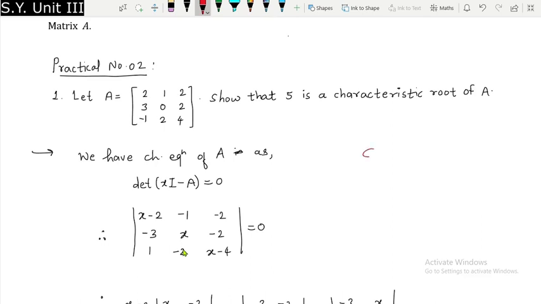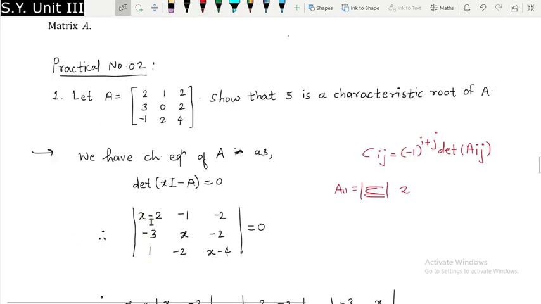So cofactors are nothing but what? Cij is equal to minus 1 raised to i plus j and determinant of Aij, where Aij are minors. So in order to find minors, how do we find the minors? If we go for a11, so it is determinant of what? Delete first row and first column. So you can see you will get a polynomial of degree 2 over here. That is easy to understand, because if you delete this first row and first column, you are going to solve this determinant and you will get a quadratic equation. So degree 2 will be there.